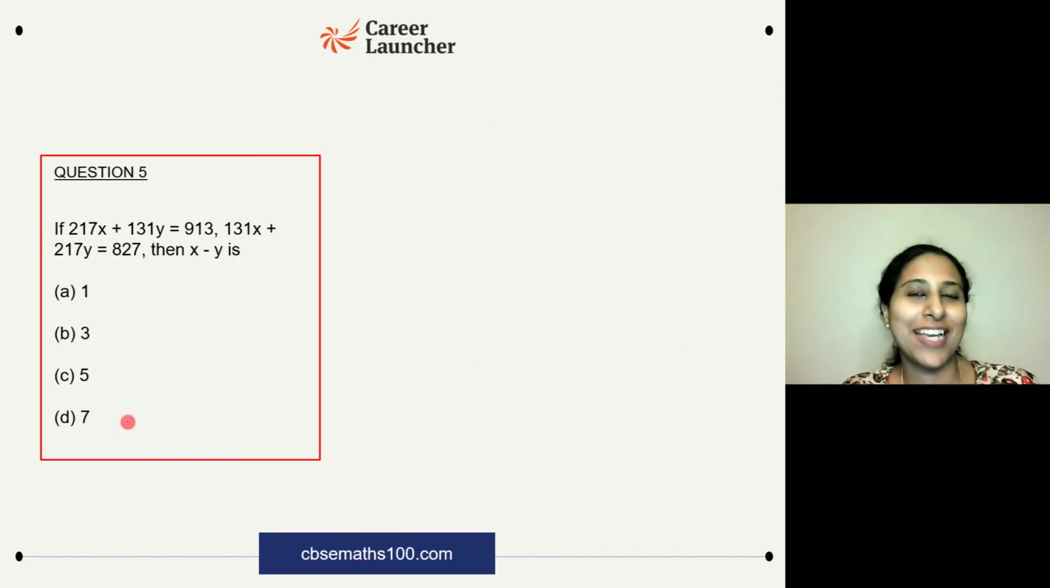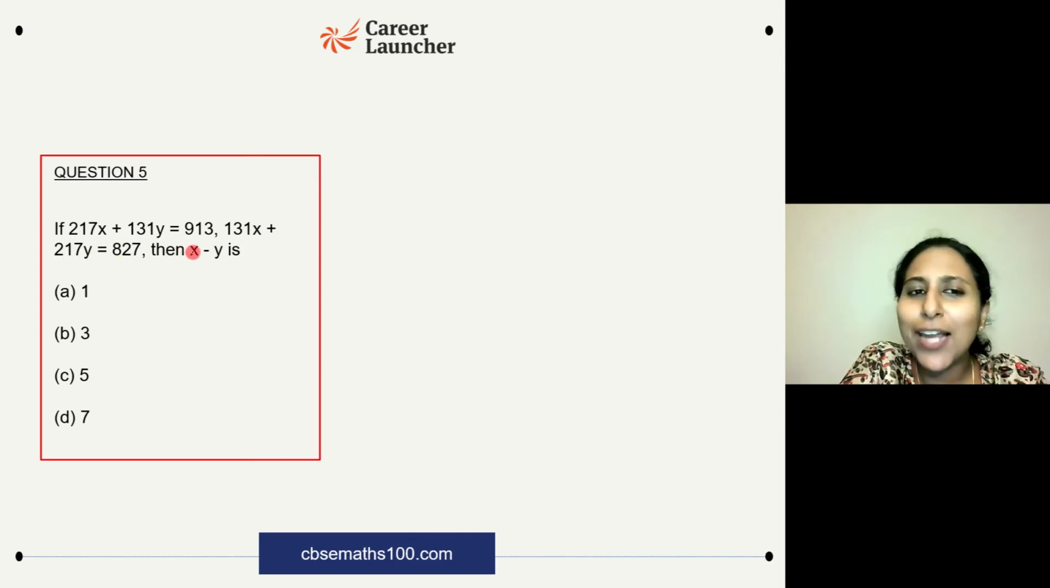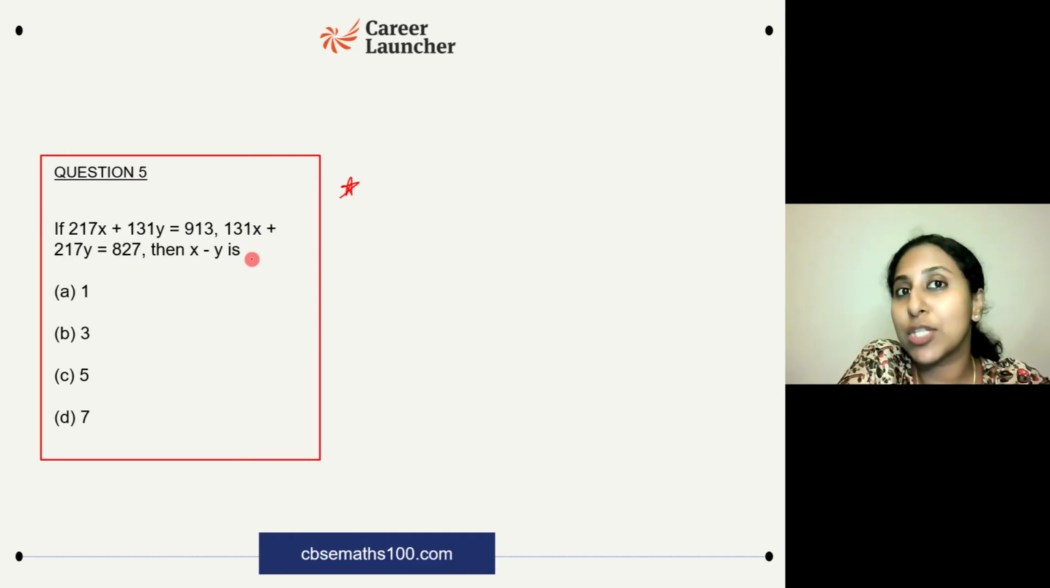Question 5. If 217x plus 131y equals 913 and 131x plus 217y equals 827, then what's the value of x minus y? See, in this case, what you find is that there is a certain pattern to the equations which are given. This is a very important type of pattern which you need to observe, and something which is important from an exam perspective too.